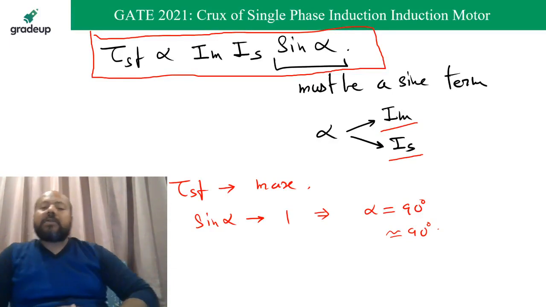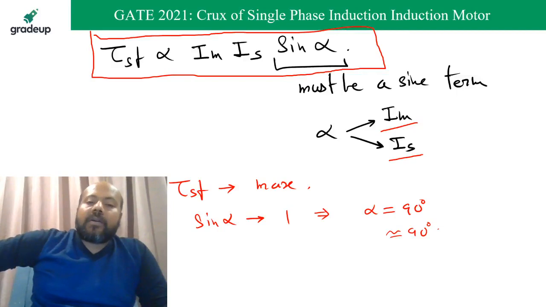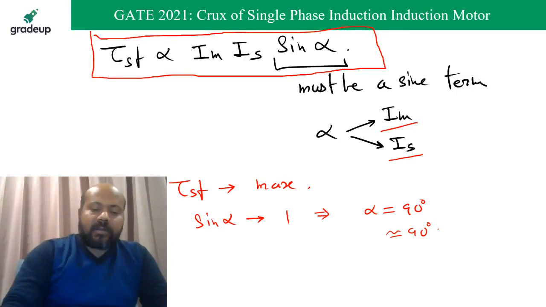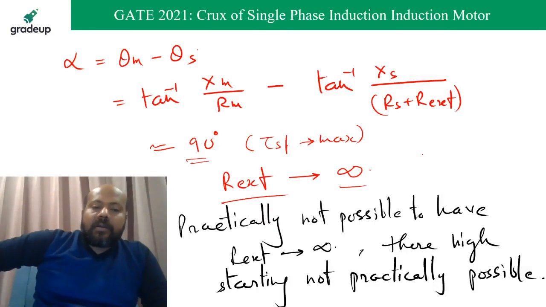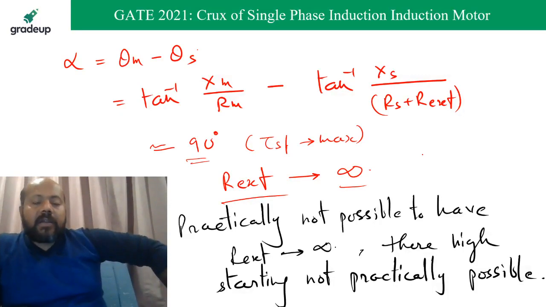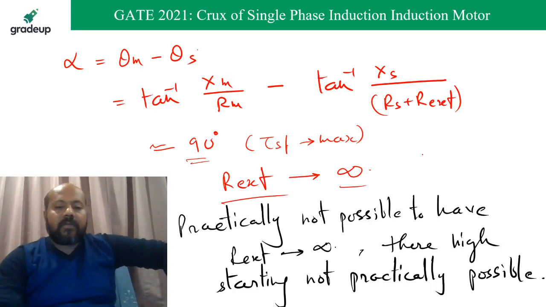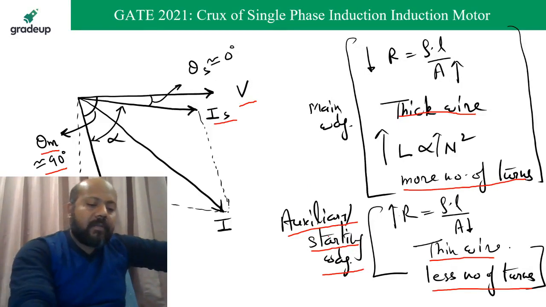And that is the reason why we are having the main winding as highly reactive and auxiliary winding as highly resistive. This is the reason. Now the same logic, number of questions can be asked. If you see the angle between the main winding current and the starting winding current, it is given as theta m minus theta s. You can see it from the phasor diagram.